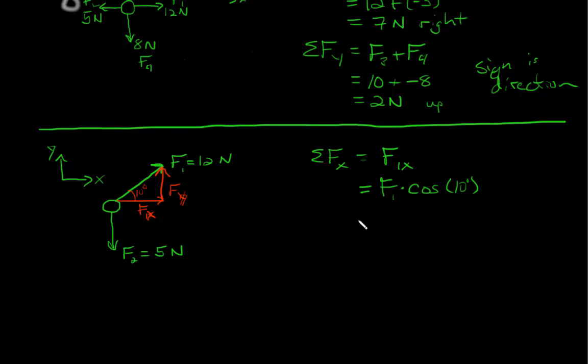But how about in the y direction? The net force in the y direction would be F1 in the y, and it's going up, plus F2, because F2 is also in the y direction. F1 in the y, since it's opposite, is going to be F1 sine 10 degrees. And then F2 is down, so it's going to be plus negative 5. And then we would just calculate that. F1 is 12, and we just plug it in, and that tells us what our values are.